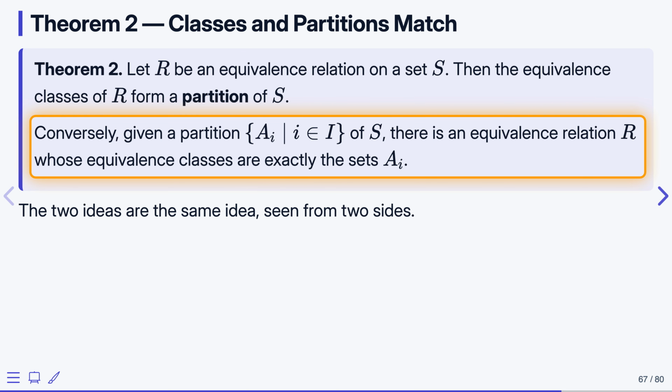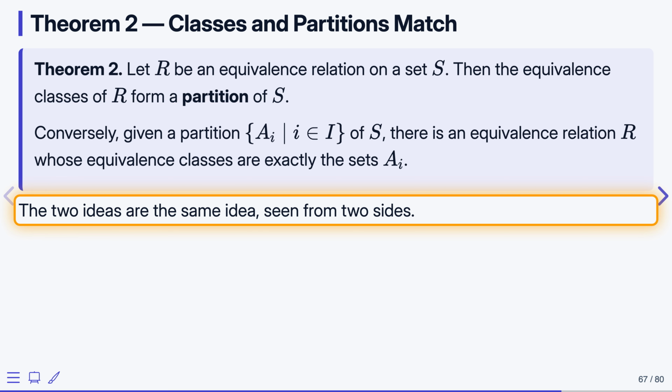Start with any partition, a group of disjoint pieces. From it, we can build an equivalence relation whose classes are exactly those pieces. So equivalence relations and partitions are really the same thing, seen from two sides. Give me one, and I can give you the other. Let's prove the converse on the next slide.